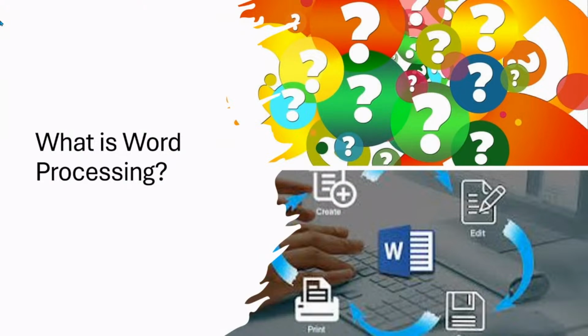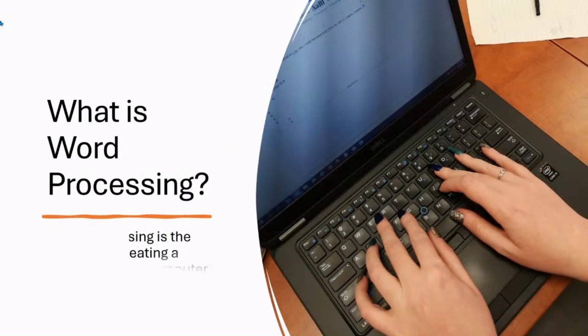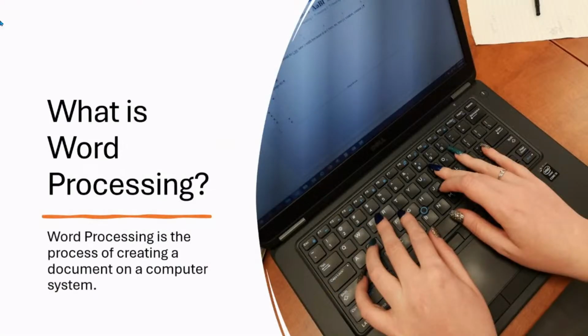Type it up. Very good. So word processing then would be the process of creating a document. So you have to first create the document in order for you to edit it. So very good, determined youth. So as we have on the screen, word processing is the process of creating a document on a computer system.